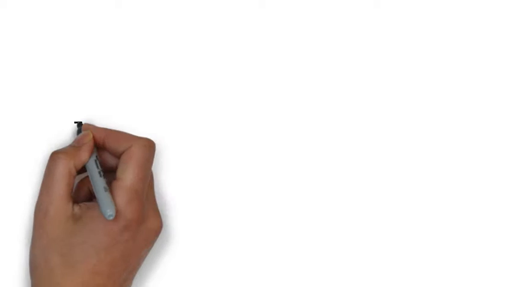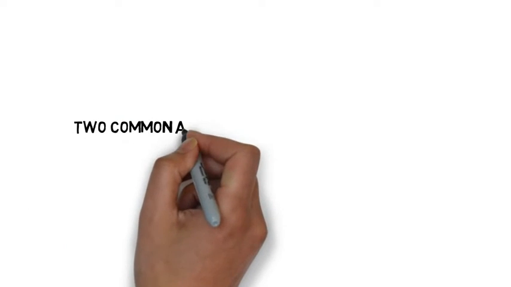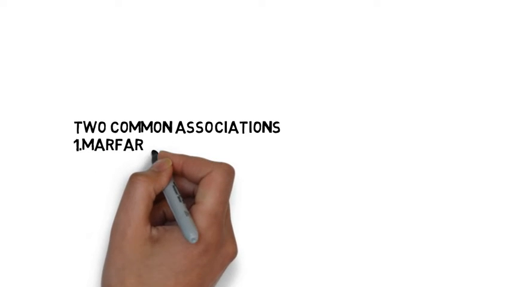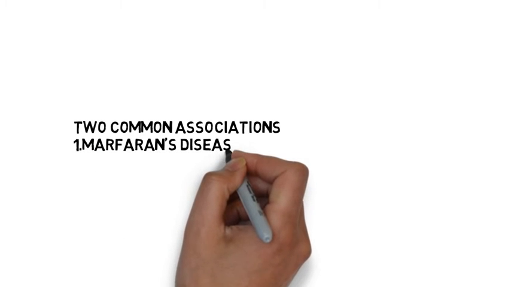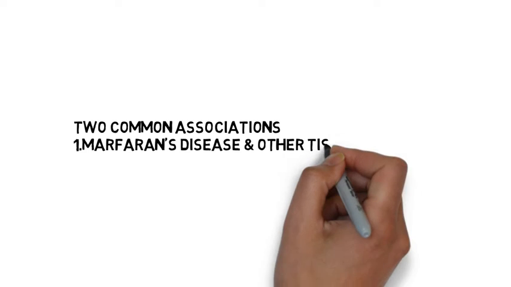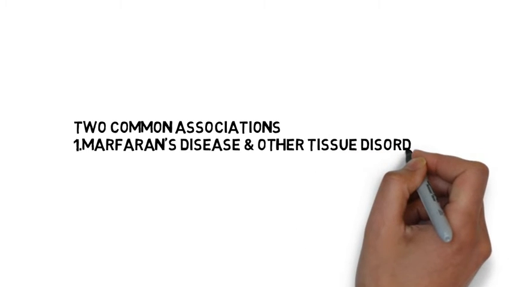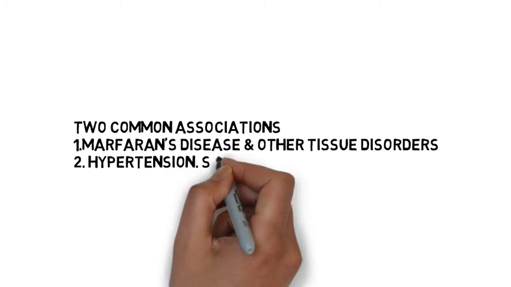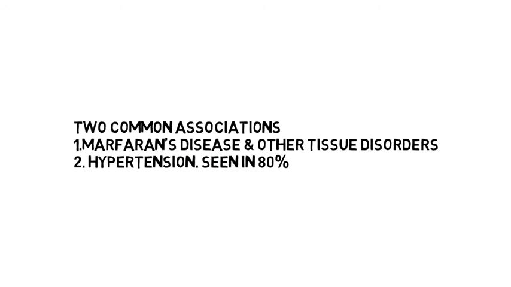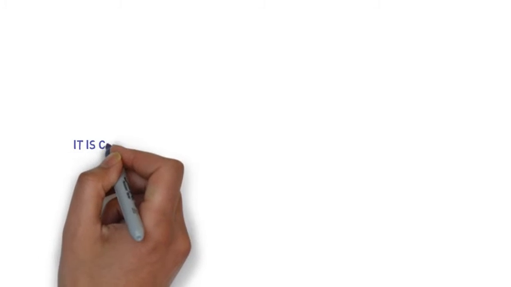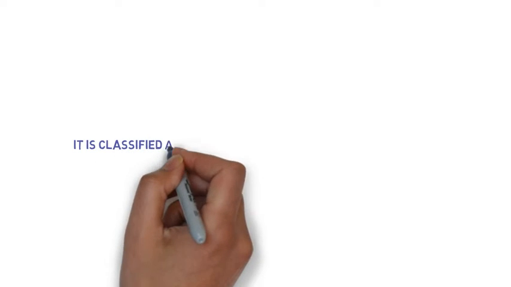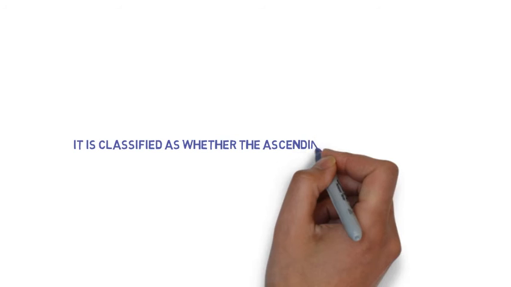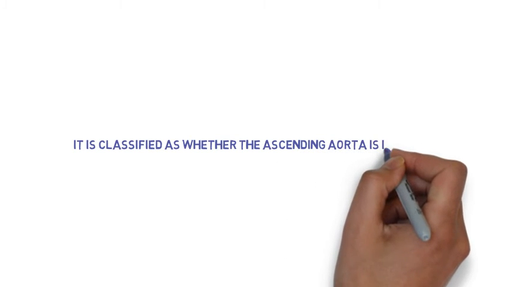Aortic dissection is commonly associated with two main conditions: Marfan's disease and other elastic tissue disorders, and hypertension or high blood pressure. This association is very common and is seen in 80% of patients with aortic dissection. Aortic dissection is commonly classified as whether the ascending aorta is involved or not.